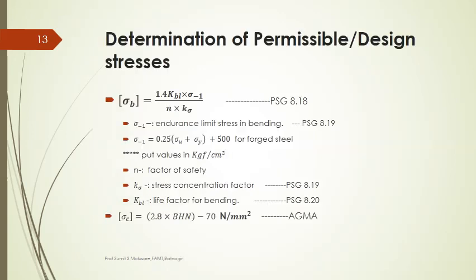Now next, determination of permissible or design stresses. Now which is the weaker element? Pinion. So for the pinion we are going to design it. It means that the permissible stresses for the pinion material we have to find out.